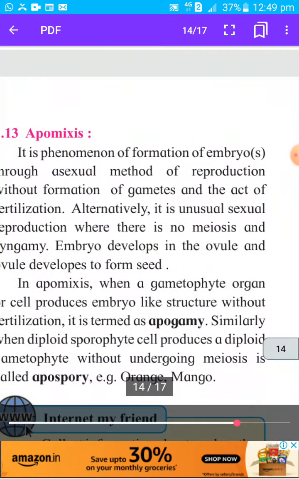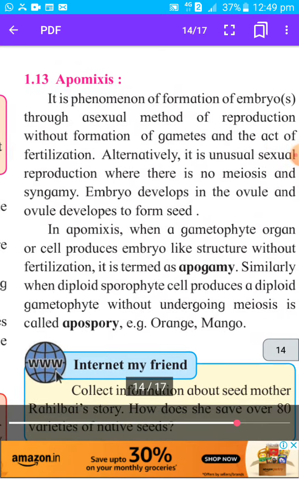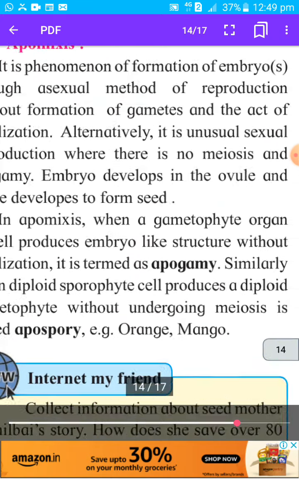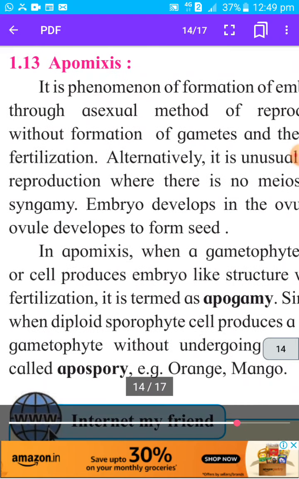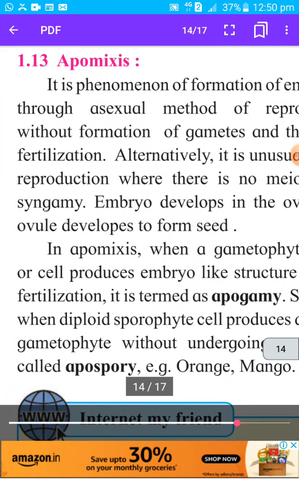Okay, the next part is apomixis. Apomixis is like an asexual reproduction without union of gametes and without the act of fertilization. There is a formation of seeds and fruits. Understood? Apomixis means without formation of gametes and obviously without fertilization, seeds are formed. This process is called apomixis.